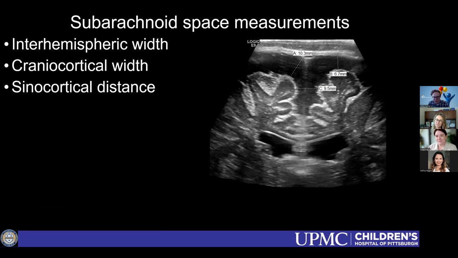And it was kind of a debate, which numbers do we use? There are 3 different measurements here. If you do 3 measurements and one of them is off and the other 2 are normal, what do you do with that? So we don't do that interhemispheric width. I just decided to do the craniocortical width and the sinocortical distance.